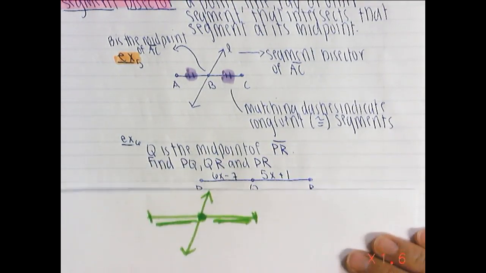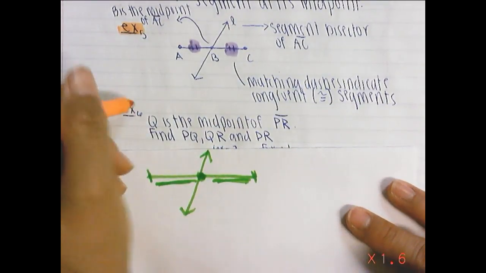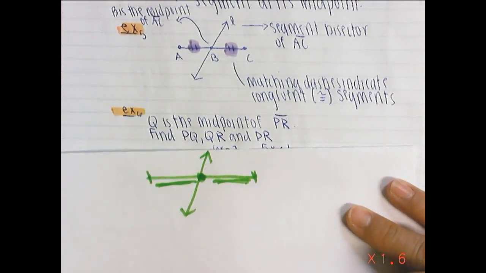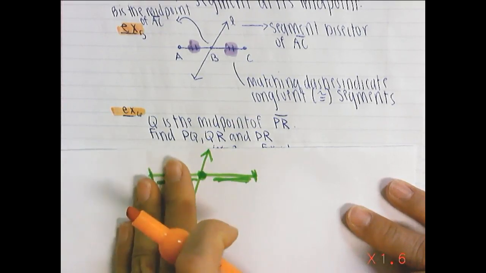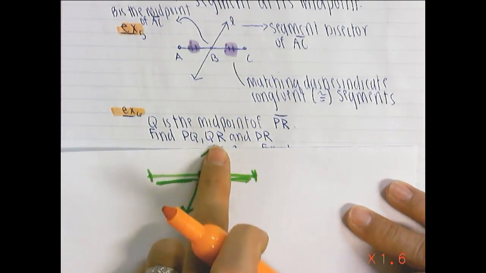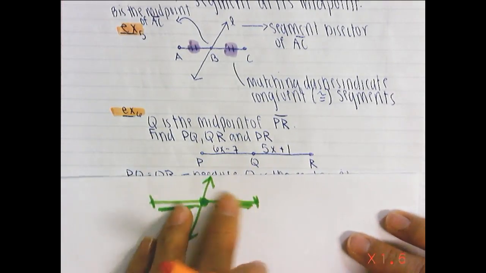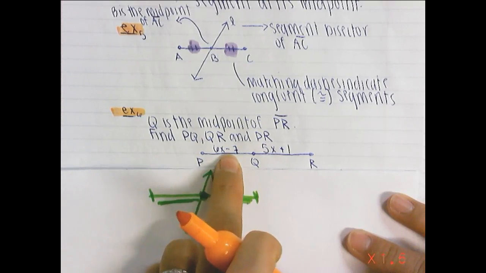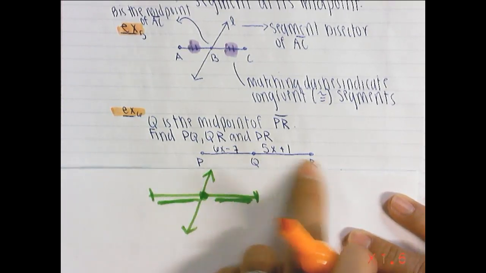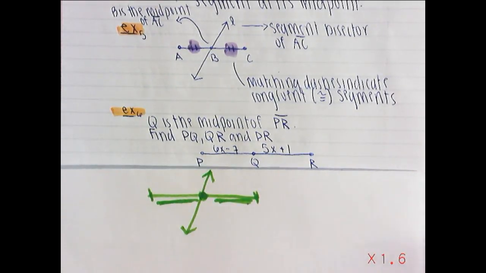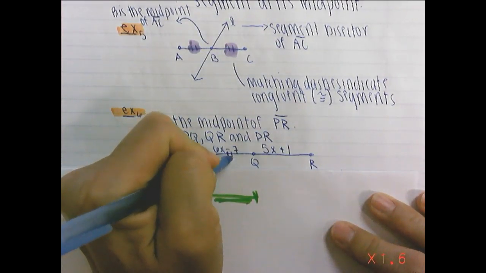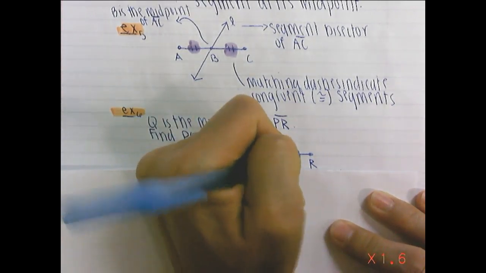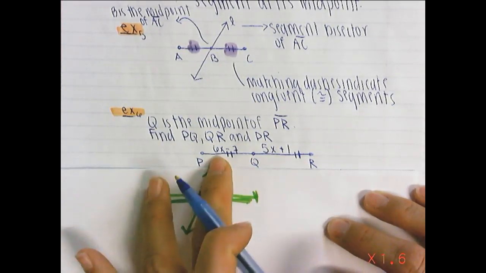So let's do yet another example. Q is the midpoint of PR, so it's going to be right smack dab in the middle, Q, that midpoint. They want you to find PQ, QR, and PR. All right, so here's our segment. I know that PQ is 6x minus 7, and QR is 5x plus 1. All right, it's the midpoint. So we know that this segment right here, PQ and QR, are congruent. Because they're congruent, they're the same.